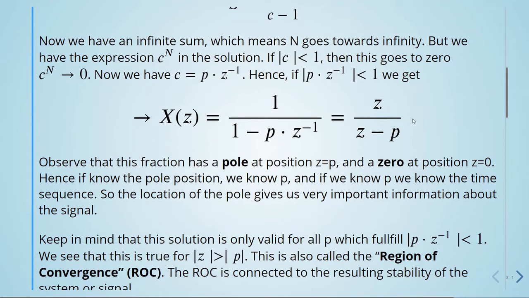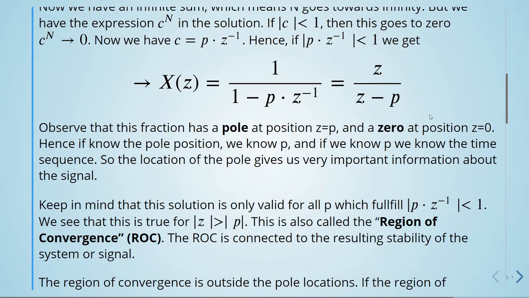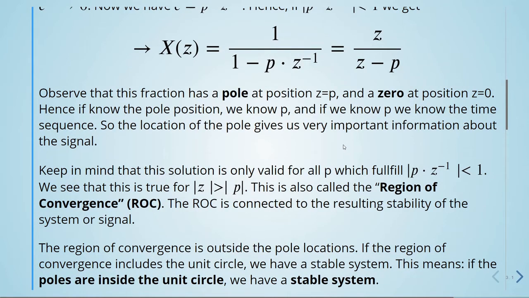So here we can observe that there is a fraction, and we have a 0 at the position z equals 0. And when z is equal to p, we have a pole, because when z is equal to p, p minus p is equal to 0, so the denominator is equal to 0, and we have a pole. So if we know the pole position, we know p, and if we know p, we know the time sequence. So the location of the pole gives us very important information about the signal.